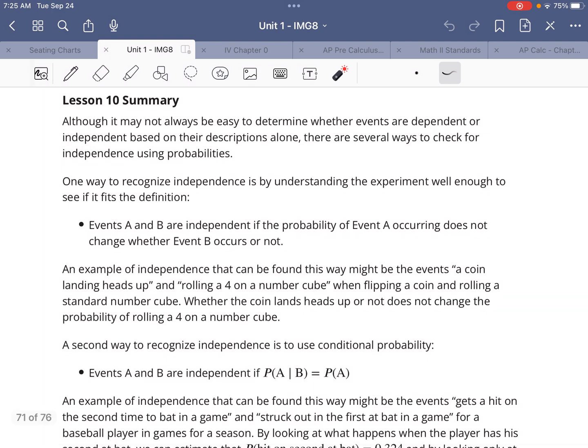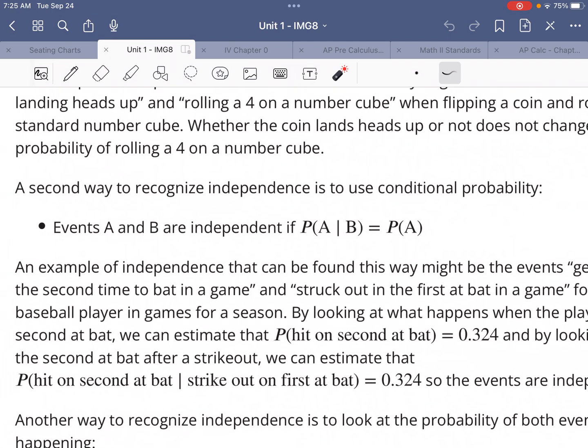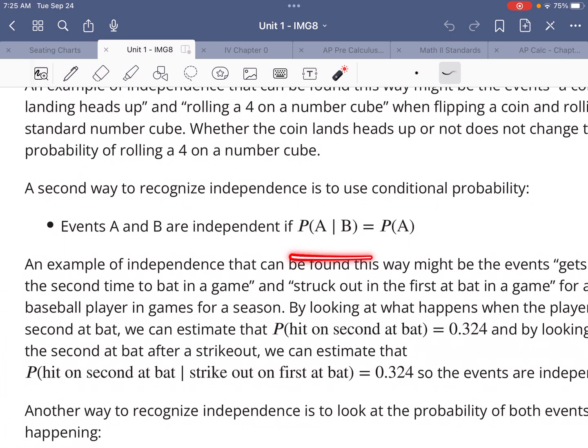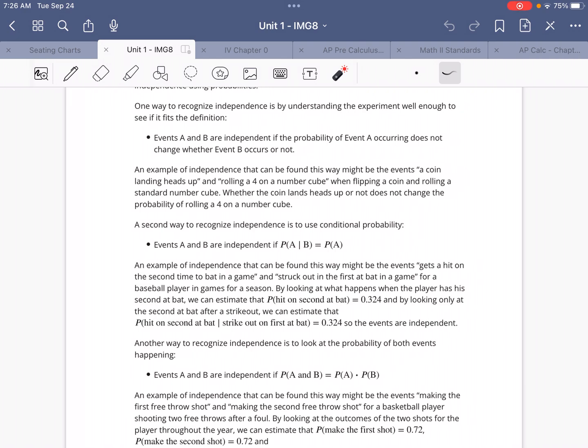So the mathematical way that we can quantify this is to figure out the probability of A given B, and the probability of just A. If those numbers are the same, that means this B event does not affect A at all. The probability of A given B being the same as the probability of A means that B doesn't matter for this probability. So we're going to check and see if those things come out to be the same.